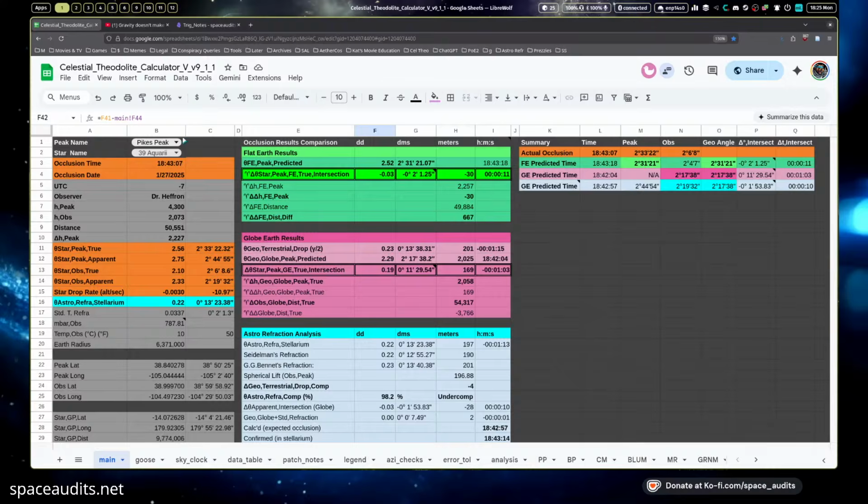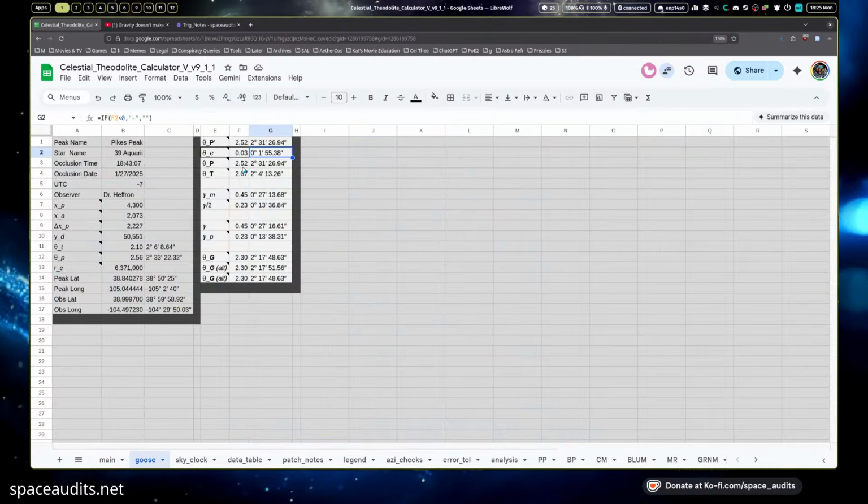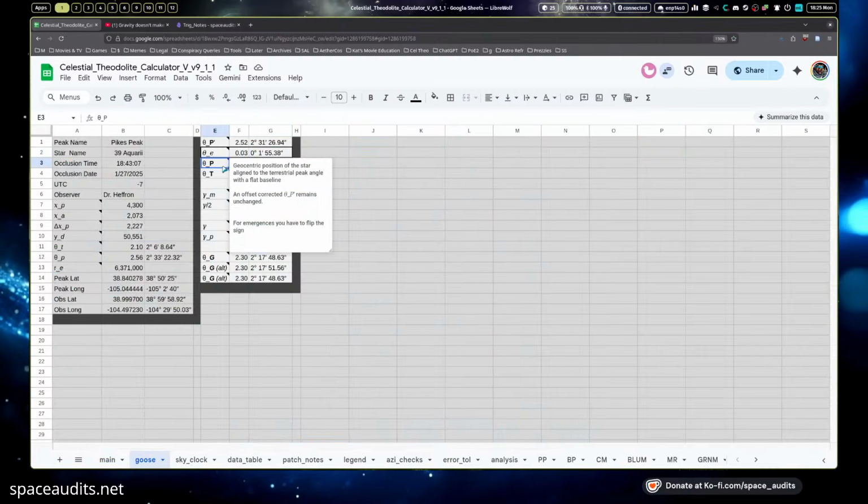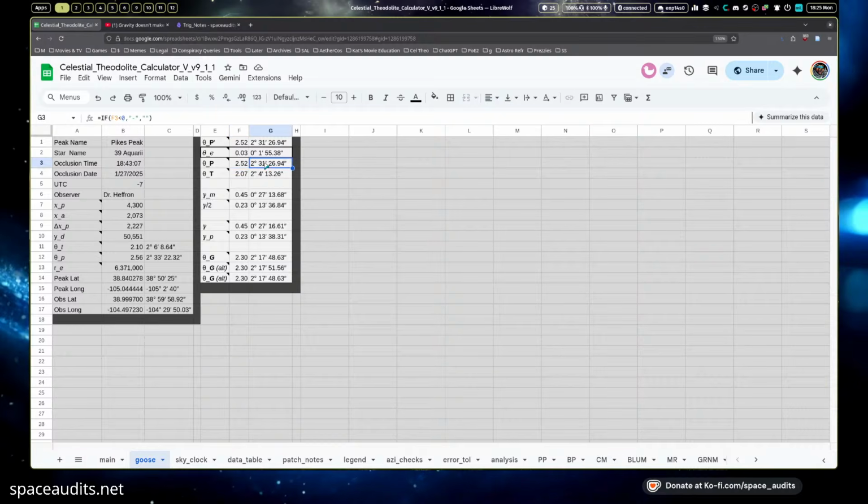And we have that here in the sheet. Remember, theta p is going to be the corrected flat Earth star position, or rise over run to the peak. If you subtract 13 arc minutes from that, you get 217. You get what the globe would predict for their geometric angle.